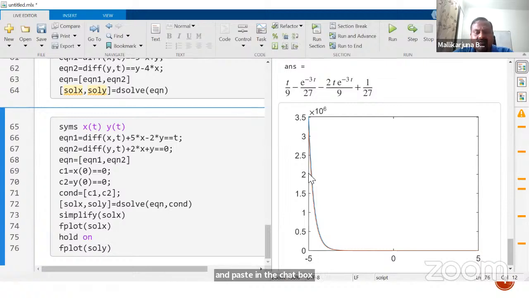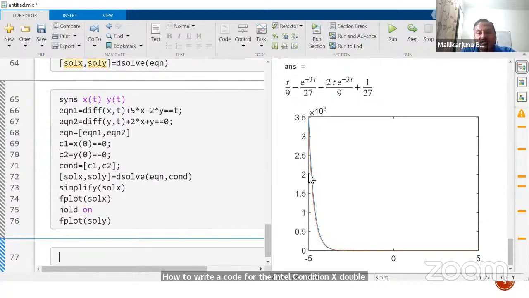Or otherwise, just copy and paste it in the chat box. How to define n variables? So it is just like x, y, z like that. How to write a code for the initial condition x double prime? Yes, let me show you. Yes, this one. Differentiation of x of t plus 5x minus 2y.